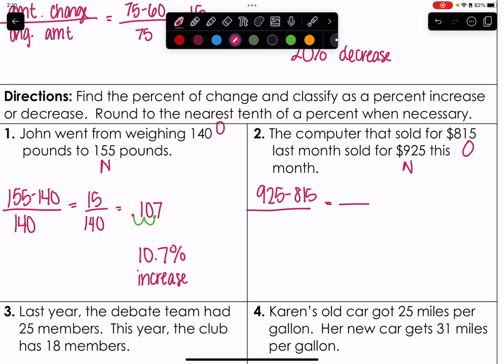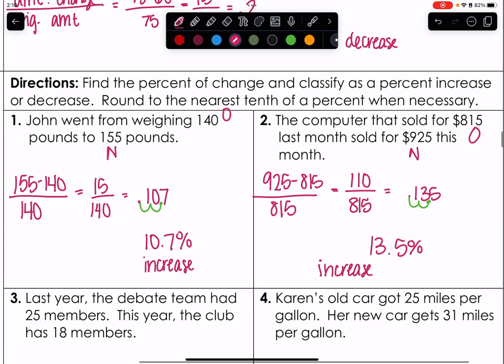That will tell me what my amount of change is. And then we put that over my original amount. So the original price of that computer was $815. So that goes on the bottom. So we could type in $925 minus $815, which gives me $110. So we're going to do $110 divided by $815. And so that gives me 0.135 if I round to 3 decimals. And we can move the decimal 2 spaces over. So that gives me 13.5%. Was this an increase or a decrease? Increase, good.